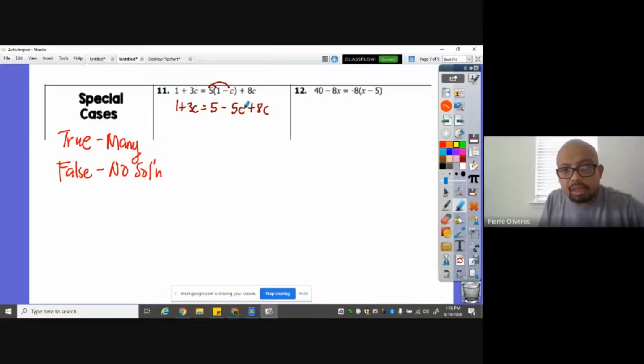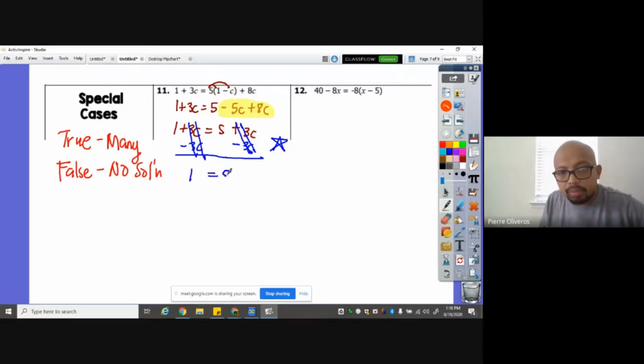5 and 5c cannot be combined, but you can combine negative 5c and 8c. The answer to that one will give us 5 plus 3c. Now, combining the like terms, I will subtract 3c here, subtract 3c there, and cross it out. 3c minus 3c will give me 0 also, so that will cross out. If you notice, there will be no more c or variable involved because they all cross out. What's left there will be 1 is equal to 5.